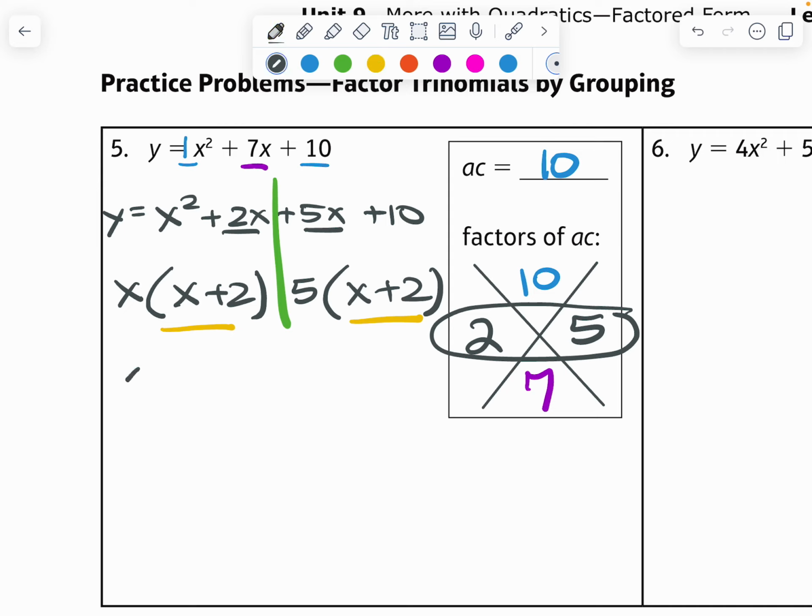So I'm going to factor out an x plus 2. And what's remaining goes in the next one. X and a positive 5. Ta-da! Look at that. That is factored. We did it. It's not too bad. Let's try number 6.